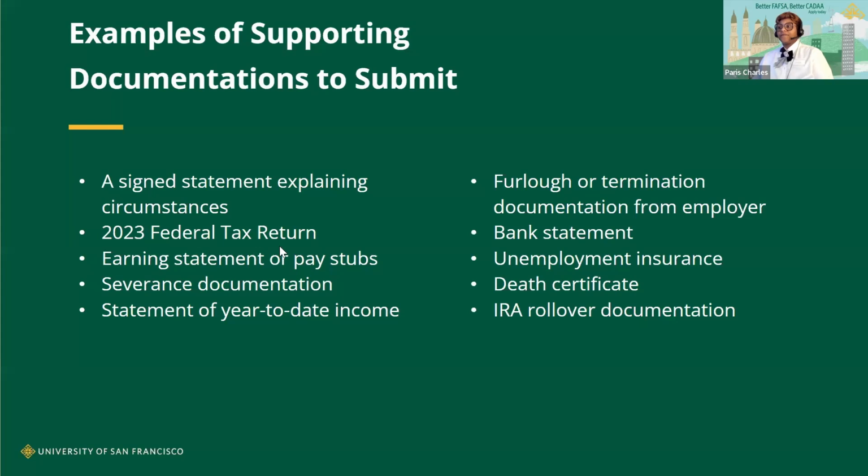That's another thing. Severance documentation if you were released or terminated from your employment. Statement of year-to-date income, as I mentioned, with the most recent pay stub. Furlough or termination documentation from your employer, bank statement showing proof of loss of income, unemployment insurance, death certificate if there is a death of a parent or spouse, and IRA rollover documentation if there was an IRA rollover in that year.